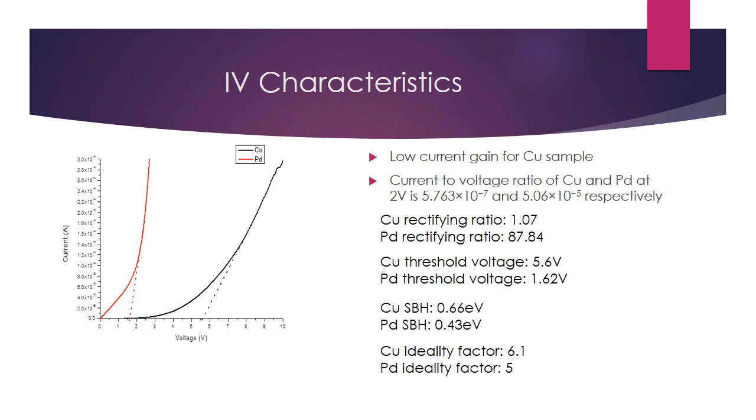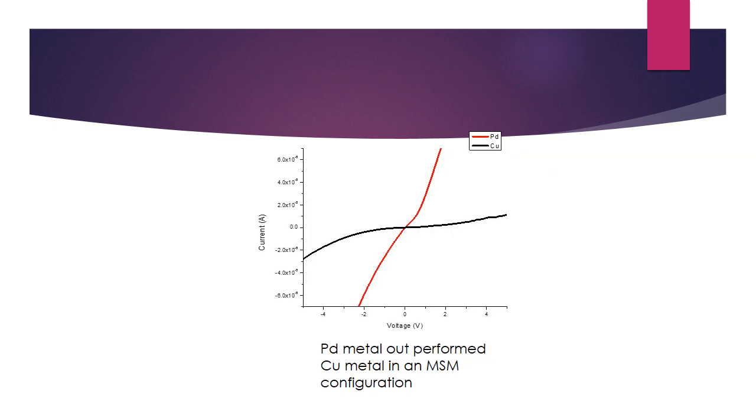From all of the data, we can clearly see that the palladium sample outperformed the copper sample in every aspect. And finally, here is the graph of the metal semiconductor metal configuration of the copper and palladium samples. Based on the graph, the palladium sample again outperforms the copper sample.